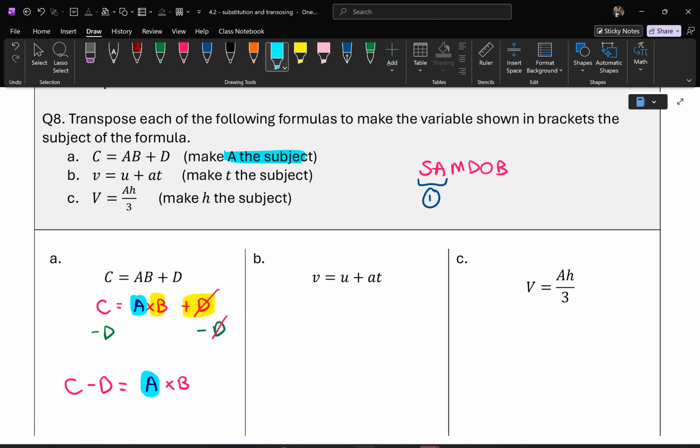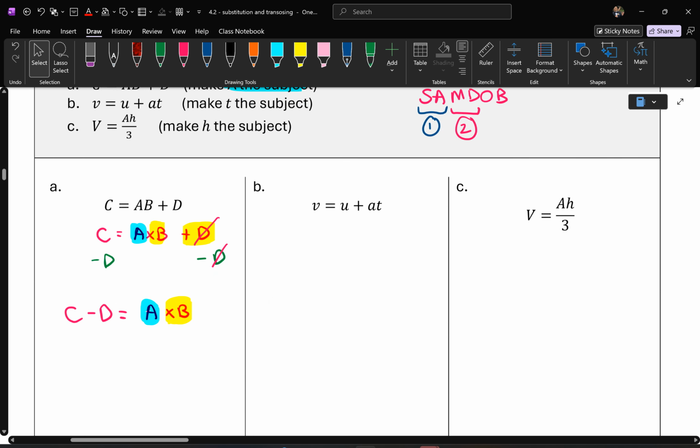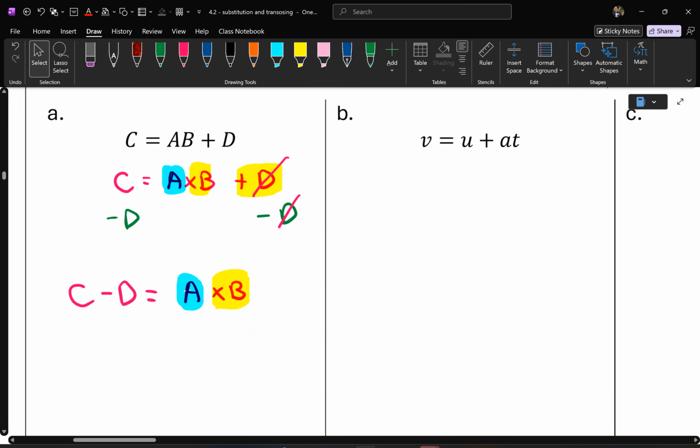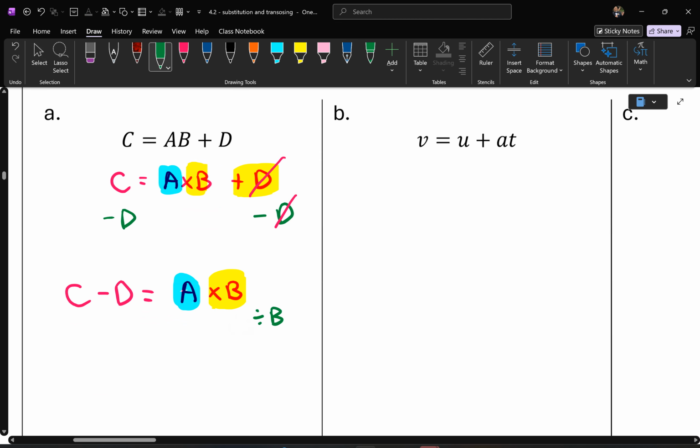So A is what I want. I've got rid of the plus D, and I went through SAMDOB to do that. So get rid of any subtraction or addition. So the next one is get rid of times B. To get rid of times B, we do the next step. So next step it says get rid of any multiplication or division. And yes, we do. We have a multiplication of B. Opposite of multiplication, which is divide. So in this case, you divide B, and then you divide B.